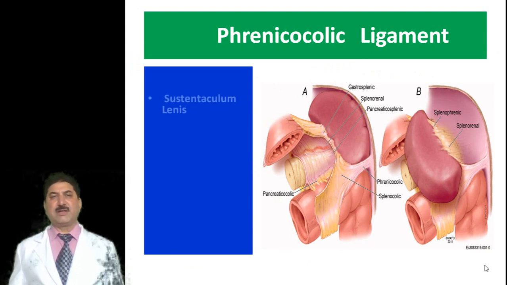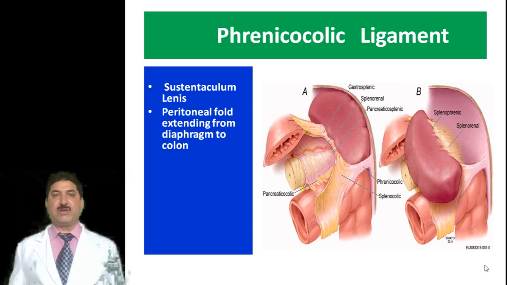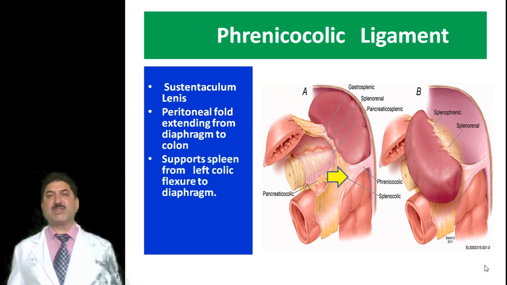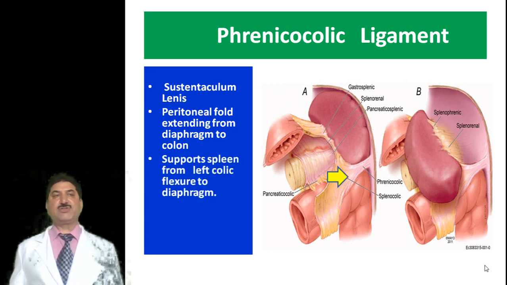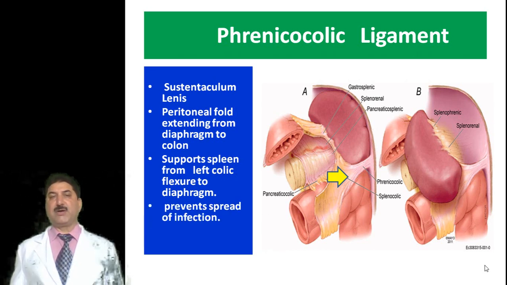Phrenicocolic ligament, sustentaculum lienis, is a peritoneal fold extending from the left dome of the diaphragm to the colon. This ligament, in addition to supporting the spleen, prevents the spread of infection from the left paracolic gutter to the supracolic compartment of the peritoneal cavity.